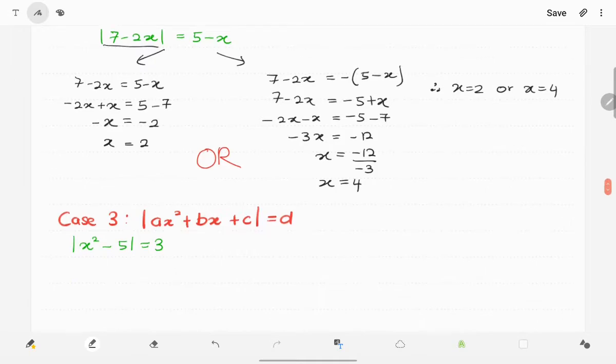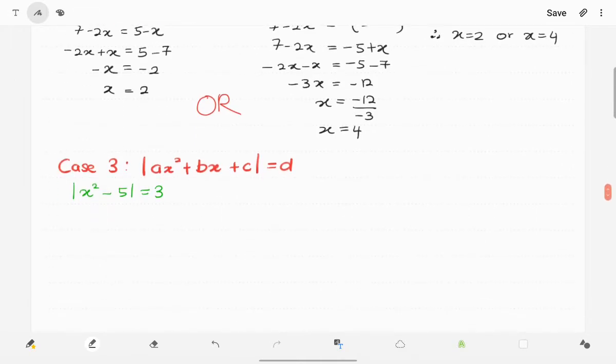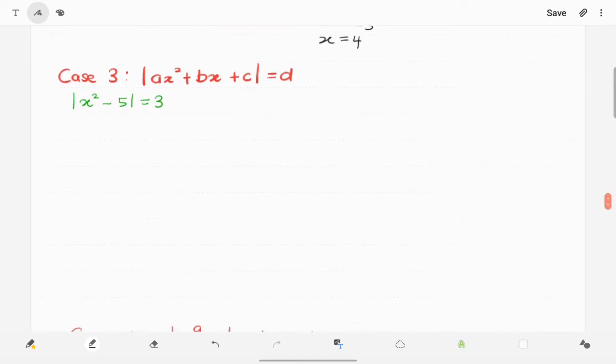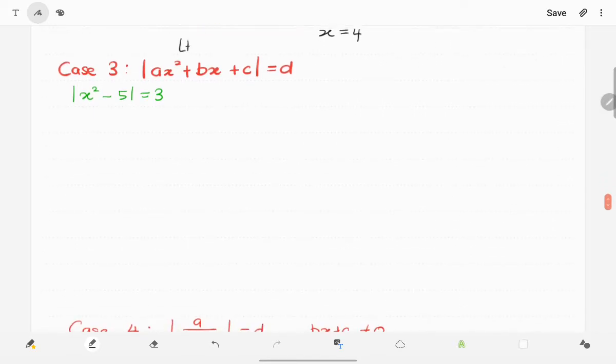Let's look at case 3. Case 3 is ax squared plus bx plus c. So the left hand side here is quadratic, right hand side constant or a number. Okay, so let's try to solve. Modulus x square minus 5 equals to 3. Same thing, split into 2. So x square minus 5 equals to 3. Another one, x square minus 5 equals to -3. Just change the right hand side. Let me write all first.